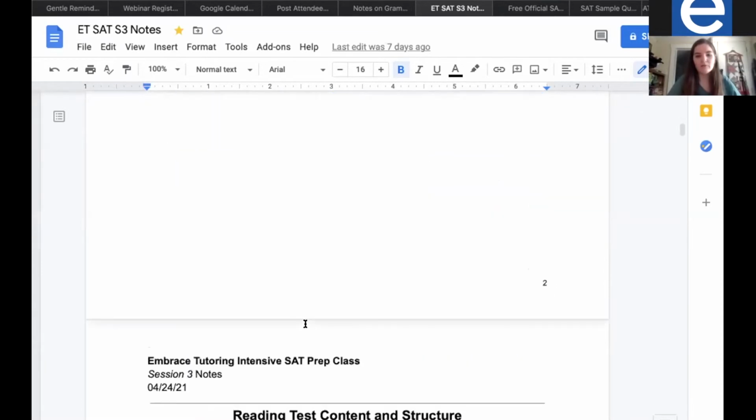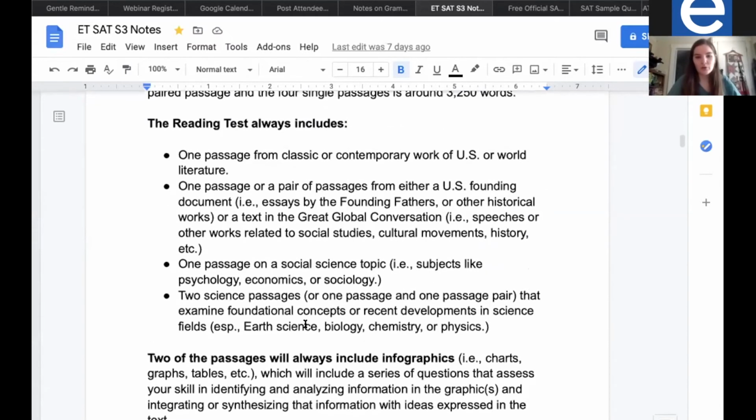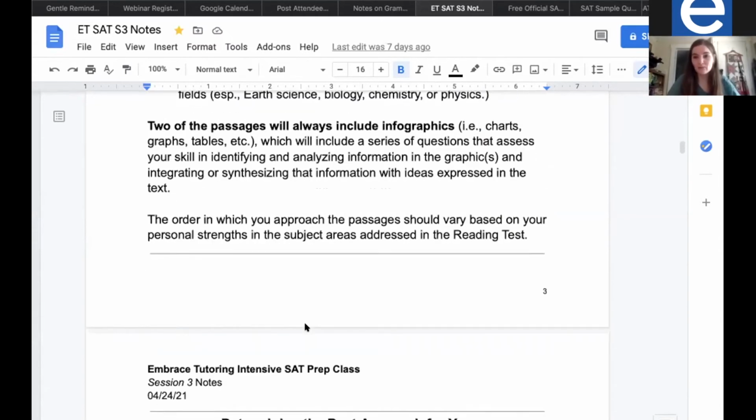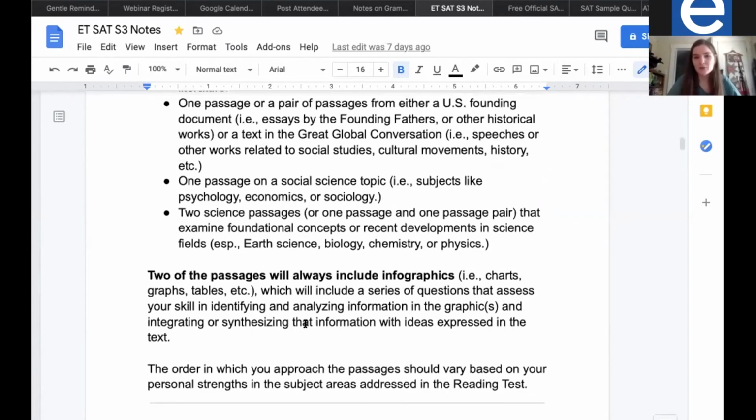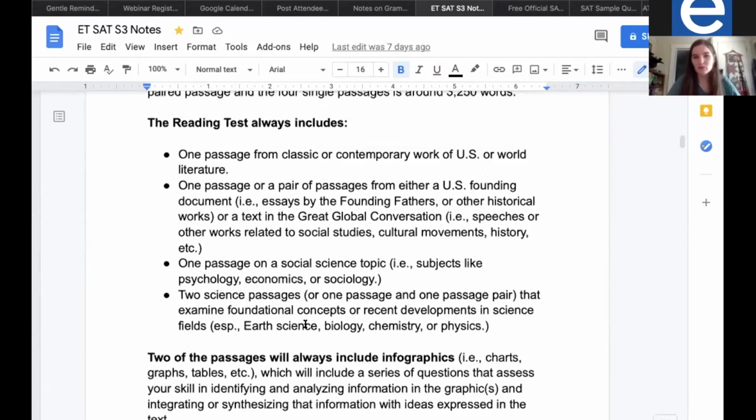So every student should be familiar with the types of passages that we're going to be seeing. So the general subject matter that you will see, things like classic and contemporary literature. You're also going to be seeing things that are more historical, like history or humanities based, or dealing with social science topics or science passages. So if you are unfamiliar with all of that, please review it. It's all in the document I shared last week, so you should have access to that.